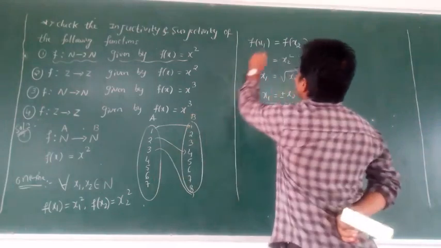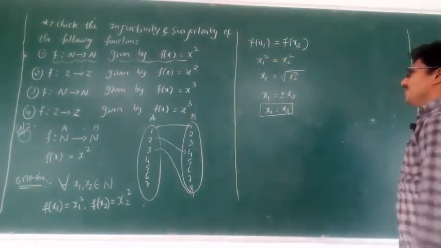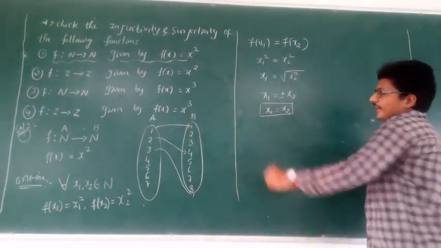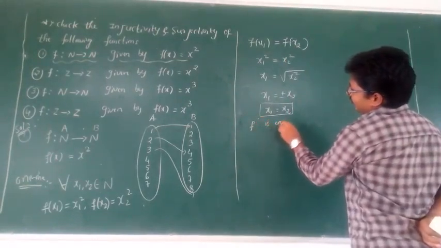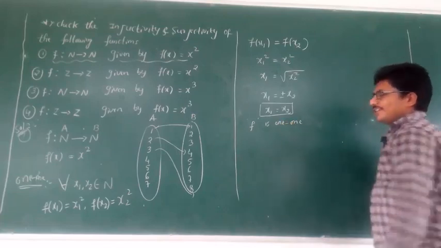f of x1 is equal to f of x2 implies x1 is equal to x2. So what has happened? f is 100% one-one. Yes, it is one-one now.